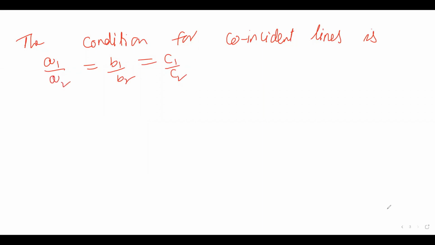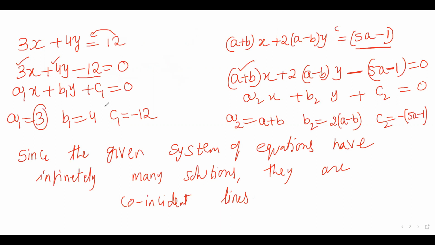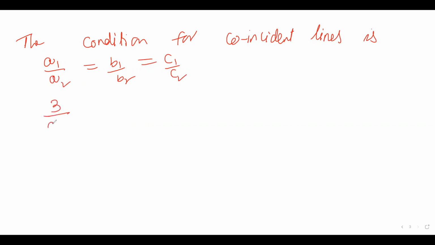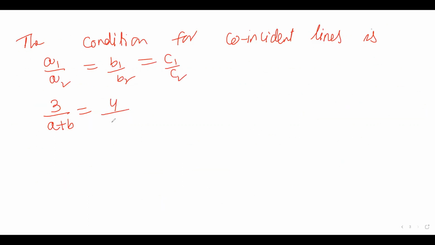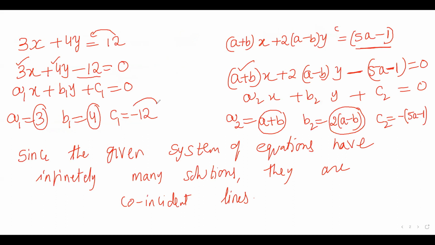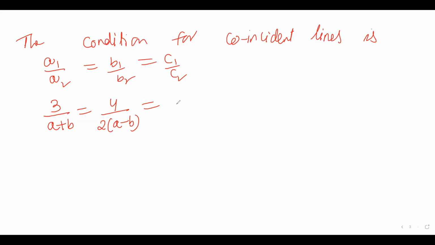Now let us substitute the a1 by a2 values. a1 is 3, a2 is a plus b, so 3 by a plus b. b1 by b2: b1 is 4, b2 is 2 into a minus b. c1 by c2: c1 is minus 12, c2 is minus 5a minus 1, the c2 value.